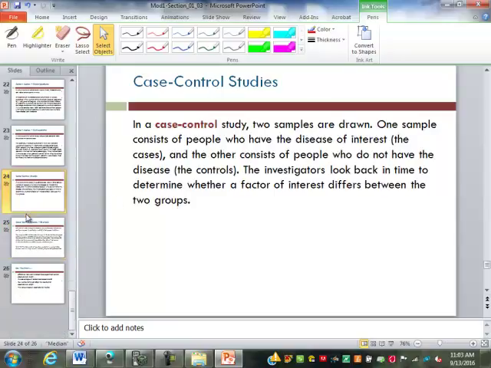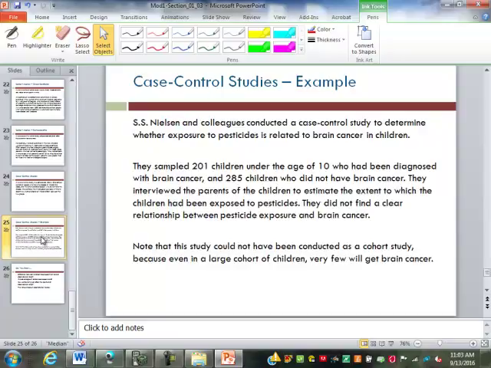So you can see it's not as precise as an experimental study. These are just some examples of case control studies. You can read through those if you want to.